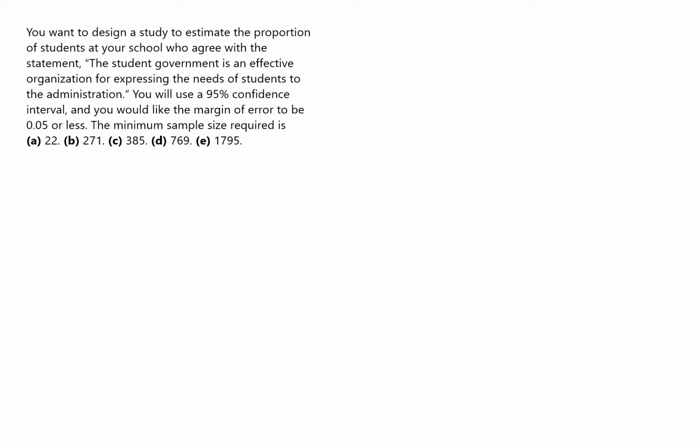So you want to design a study to estimate the proportion of students at your school who agree with the statement, the student government is an effective organization for expressing the needs of students to administration. You're going to use a 95% confidence interval, and you'd like a margin of error of 0.05 or less. So again, this is a confidence interval for proportions. This is your general format, like this.